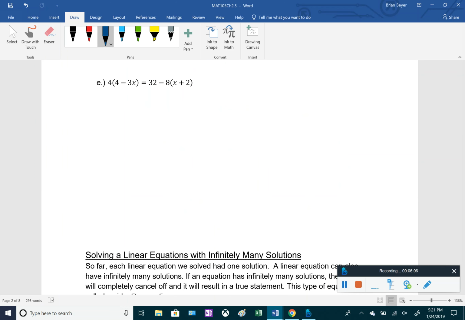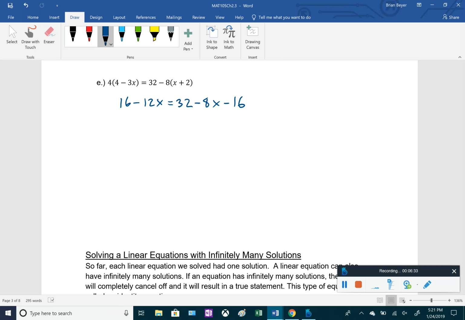Okay, for the next one, we have 4 times 4 minus 3x equals 32 minus 8 times x plus 2. So we're going to distribute. On the left-hand side, distribute the 4. So 16 minus 12x. On the right-hand side, distribute the negative 8. That's going to be minus 8x and then minus 16.